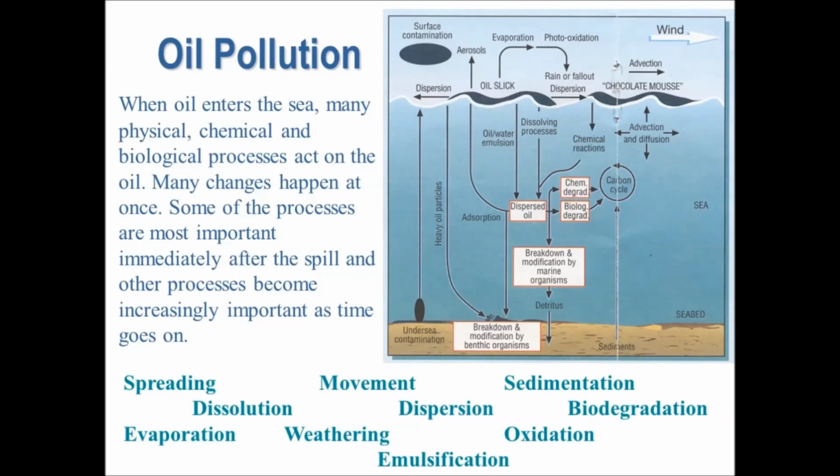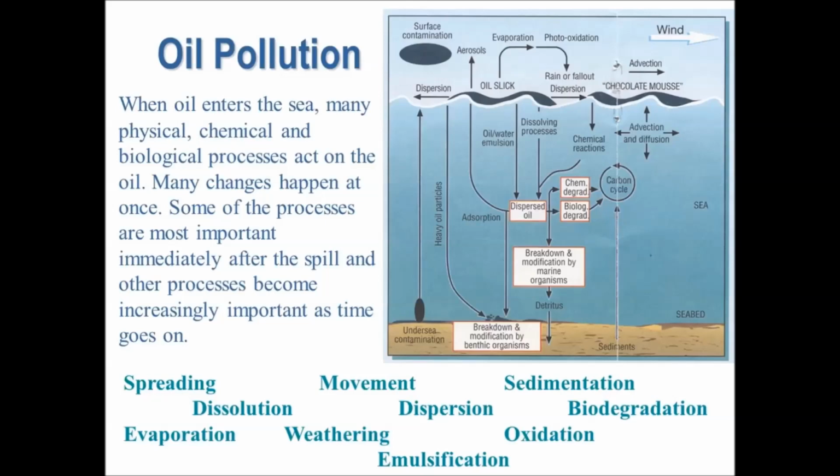When oil enters the sea, many physical, chemical and biological processes act on the oil. Many changes happen at once. The slick moves and spreads and environmental processes alter its character. Some of the processes are most important immediately after the spill and other processes become increasingly important as time goes on. Spreading. Oil is lighter than water, so it floats on the surface as a slick.